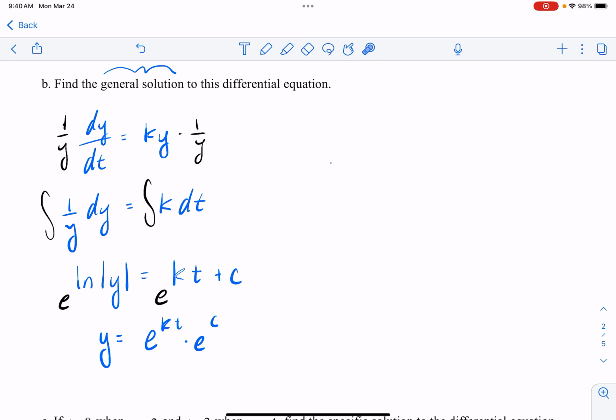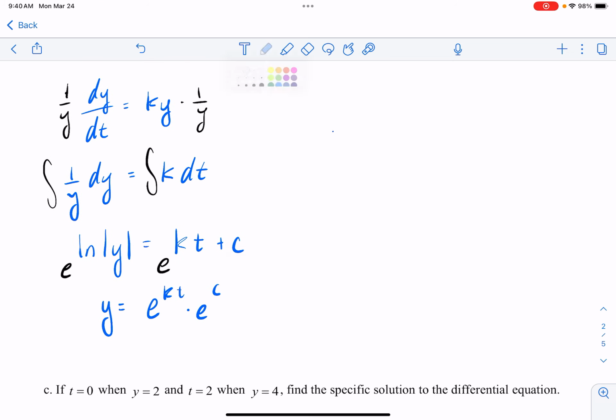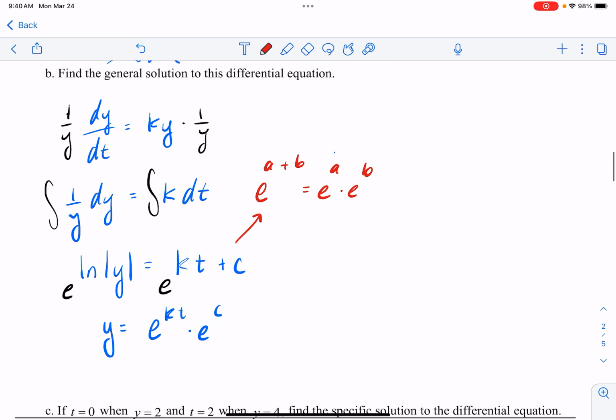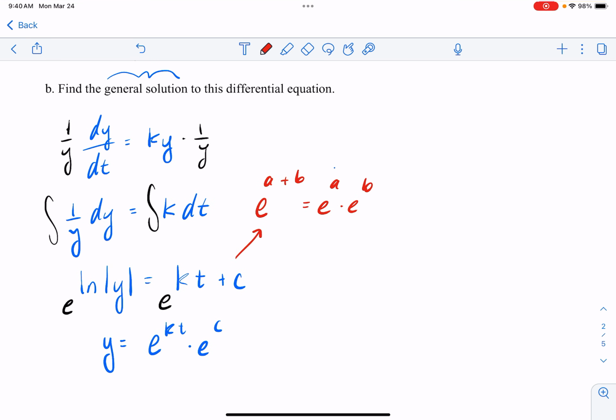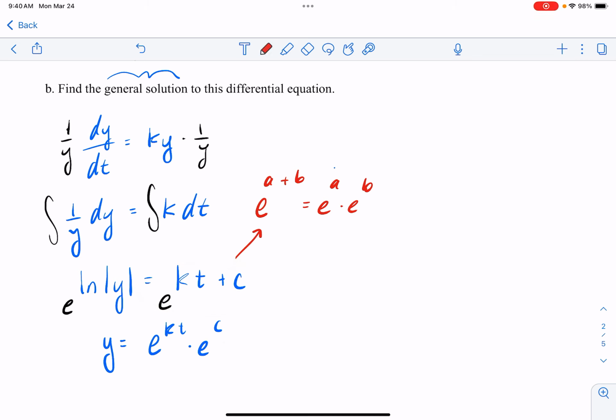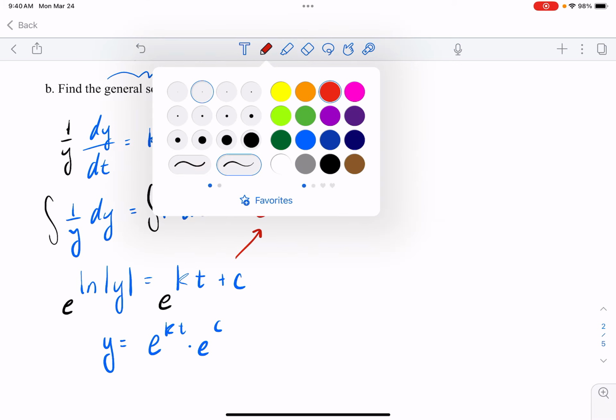Well, this is just another way to write, if we do a little side note here, let me do this in a different color. If you have e to the a plus b, that's equal to e to the a times e to the b, right? Same base, we just add the exponents. So now we're going in the opposite direction. Because we're adding exponents, we're now rewriting this as a product from this step to this step here. So e to the kt plus c becomes e to the kt times e to the c.